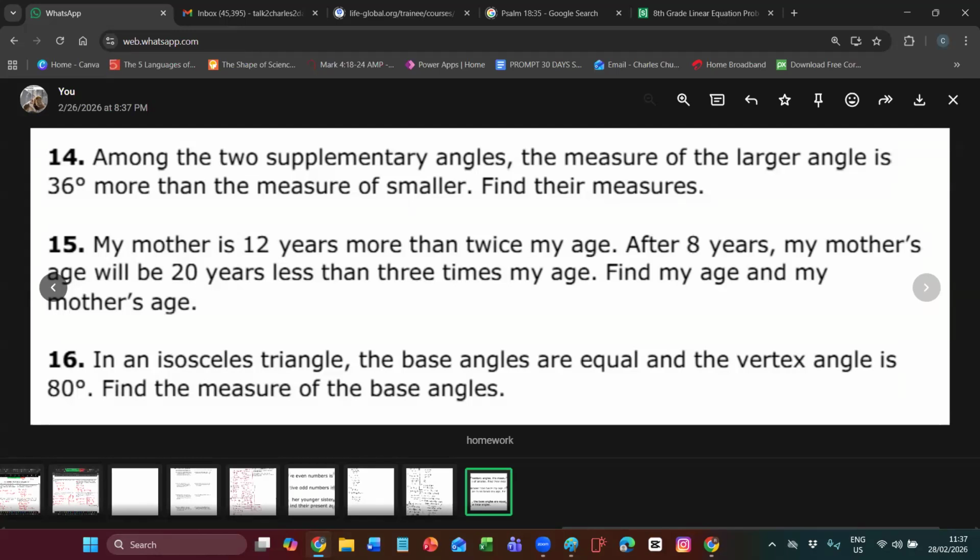My age will be x and my mother's age will be 2x plus 12. Okay, 2x plus 12. Excellent. So that's the first one. After 8 years, my mother's age will be 20 years less than three times my age.